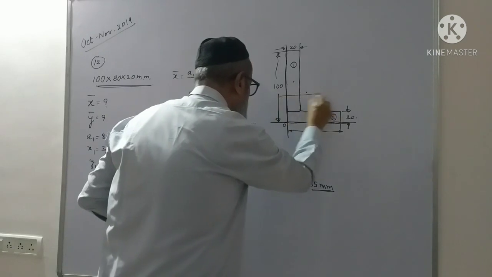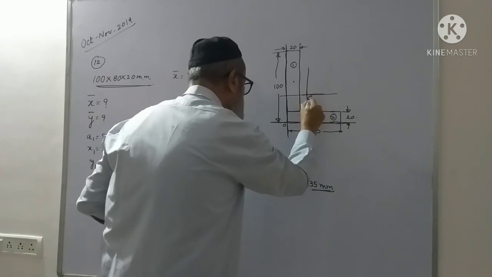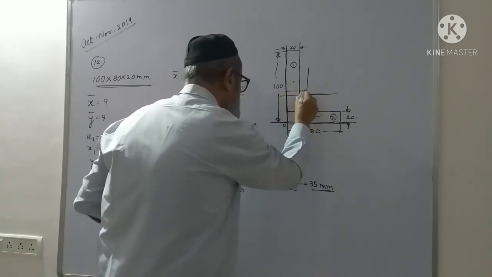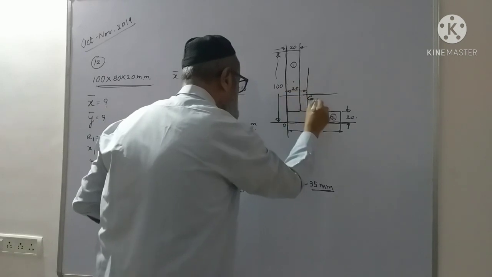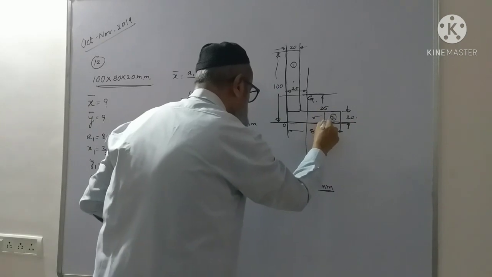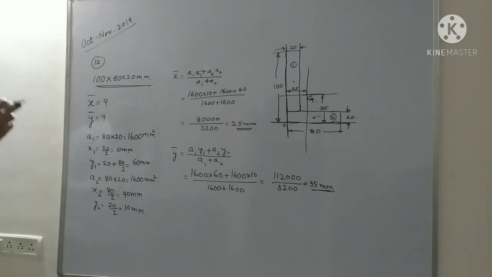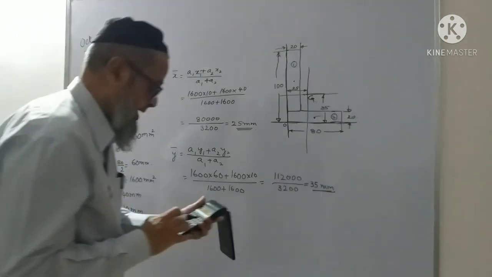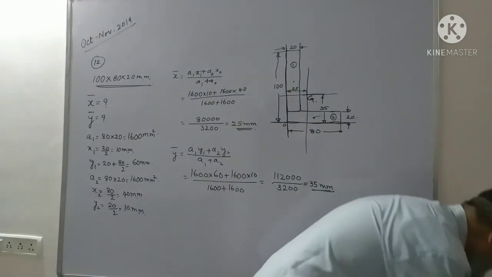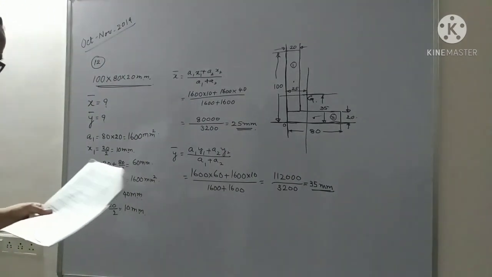So the center of gravity is somewhere here. Here, this is the center of gravity. This distance is 25 mm and this distance from here to here is 35 mm. That's the meaning of that. So the center of gravity of the entire angle lamina is at this point. This is all we have to do. Again, that carries 10 marks.